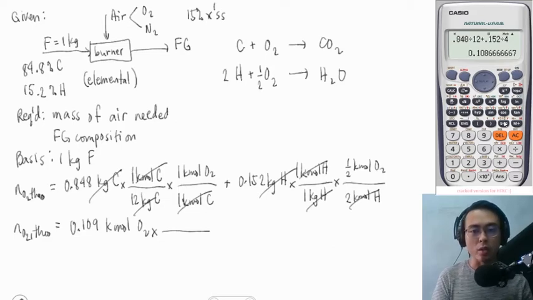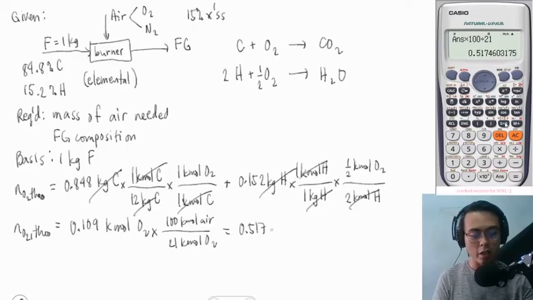But in this case, we want this to be directly determined as n air theoretical, or the number of moles of air theoretical. So we're going to use the ratio: for every 100 kilomoles of air, there is 21 kilomoles of oxygen. So what we will get here is already the number of kilomoles of air that's required. That's times 100 divided by 21. 0.517 kilomoles air, theoretical.